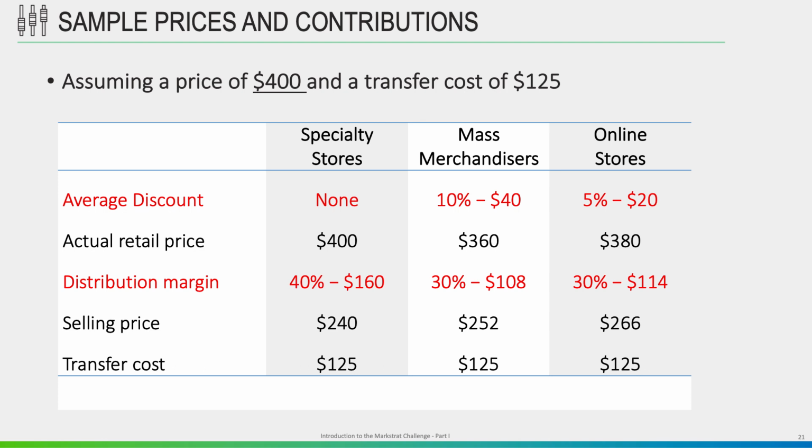Finally, the online stores are similar, but a little bit different. They take 5% off the top for discount. It's a little bit less than the mass merchandiser. They take 30% margin, and when you work through it, you get your price to the retailer at $266, and your profit on this channel would be $141.